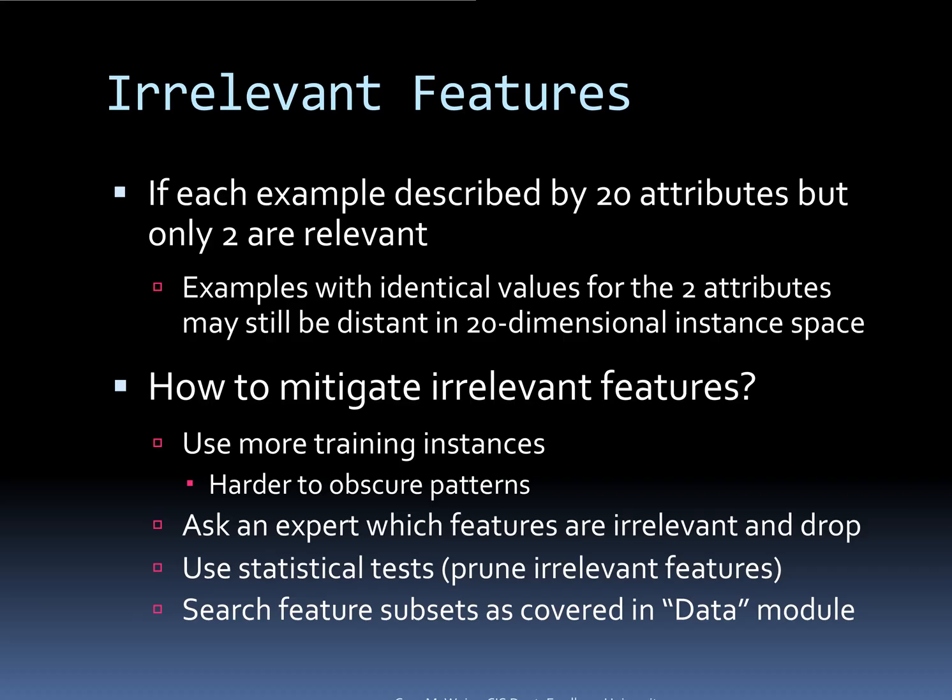When dealing with irrelevant features, consider a scenario where each example has 20 attributes, but only 2 are relevant. Even if examples have identical values for these 2 attributes, they may still appear distant in a 20-dimensional space.